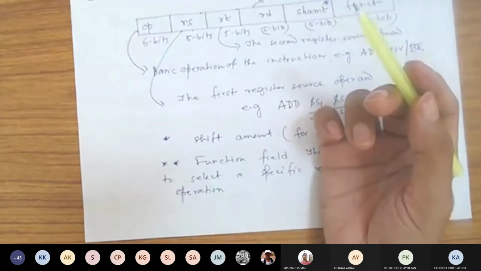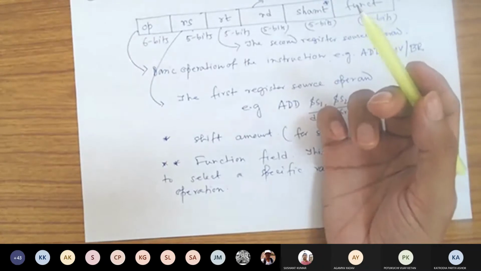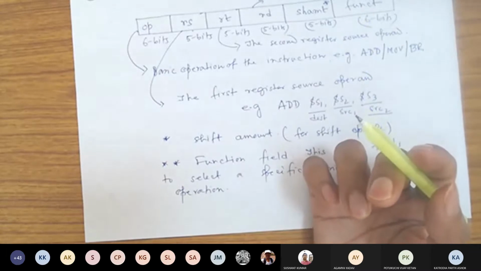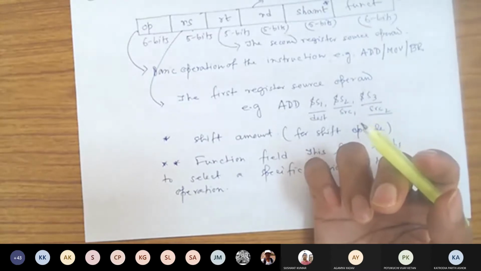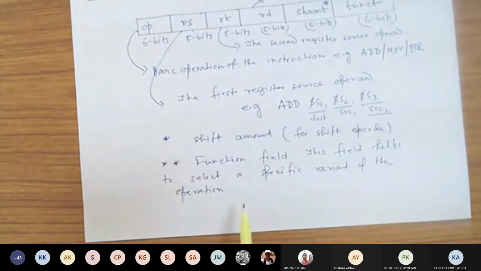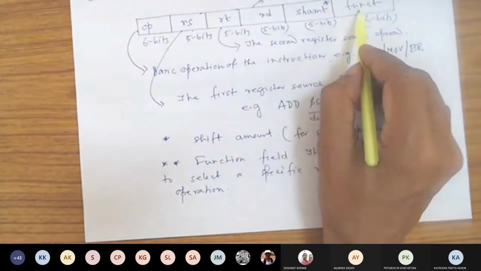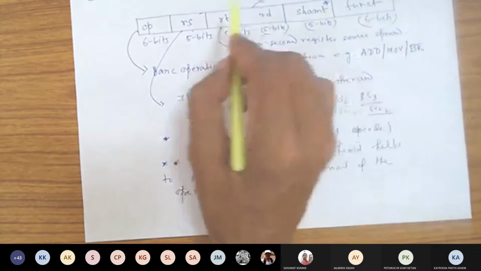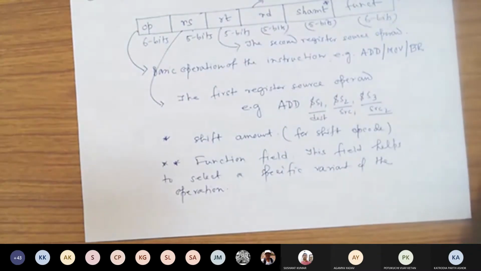Addition can be done in many ways. Multiplication can be done as signed multiplication, unsigned multiplication. In division, you need to take care of several things like borrow, carry, all these things. So everything will be handled through the special bits provided in the function field. This is the typical encoding of the MIPS 32-bit instruction format.